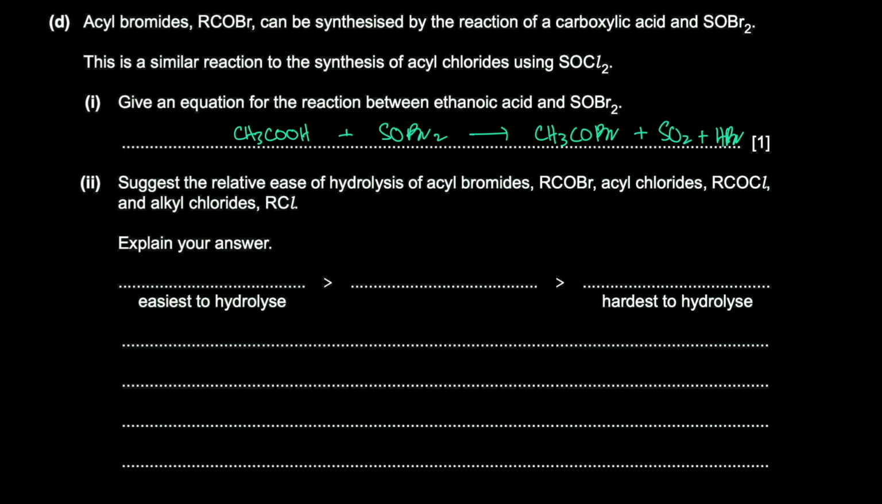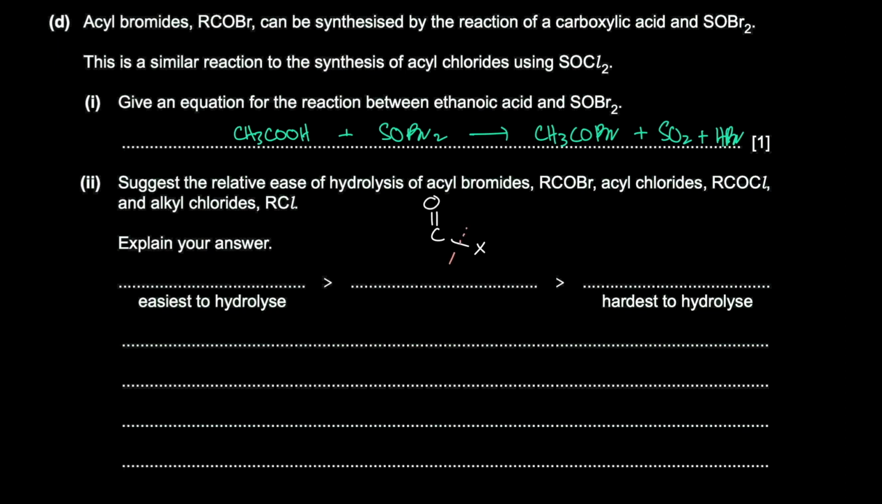Suggest the relative ease of hydrolysis of acyl bromides, acyl chlorides, and alkyl chlorides. Explain your answer. Now, for the ease of hydrolysis, when these undergo hydrolysis, the bond between the carbon and the halogen is broken.